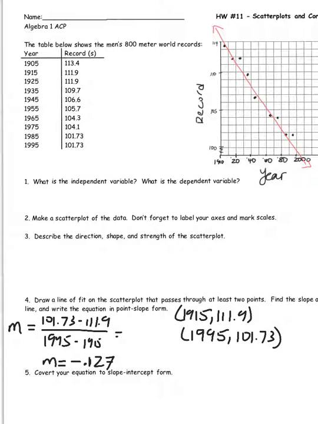So if I want to use point slope form to write the equation of that best fit line, I'm going to write negative 0.127 and then x minus 1915, I guess I'll use that first point, why not, plus 111.9.